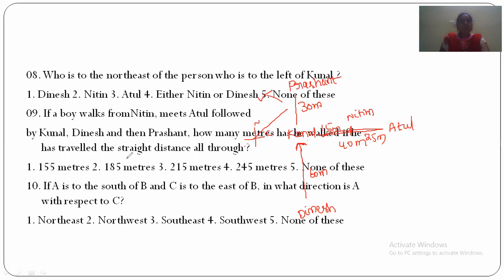Then if a boy walks from Nitin and meets Atul, so from Nitin to Atul, if a boy moves, in which direction does he have to move? East direction. So this is somewhat clumsy here. Next, if A is to the south of B and B is to the east of C. This is another question which is pasted here. I'm so sorry for this one.